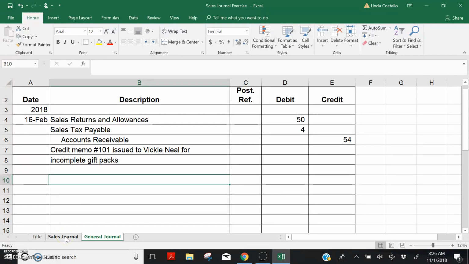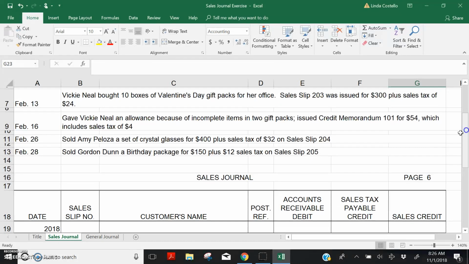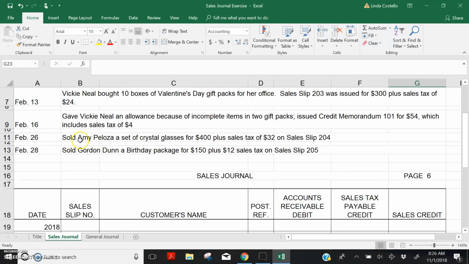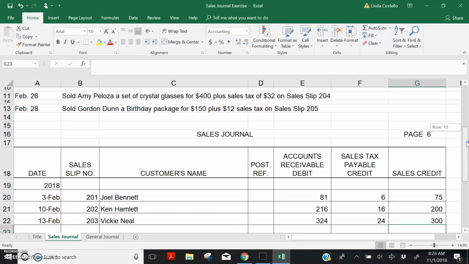Going back to the sales transactions, the last two transactions are sales of merchandise on account, and they should be entered on the sales journal. Why don't you pause your recording and go ahead and enter those sales on the sales journal and come back and see the solution in just a moment.